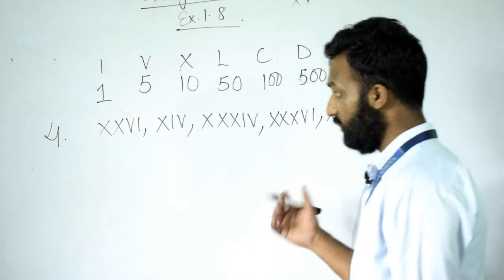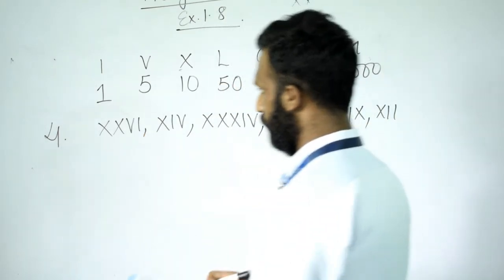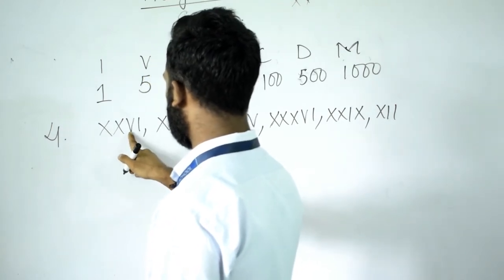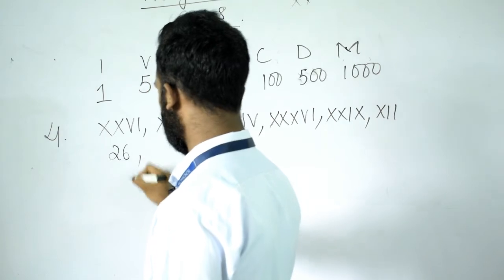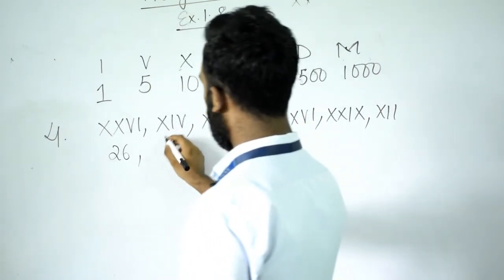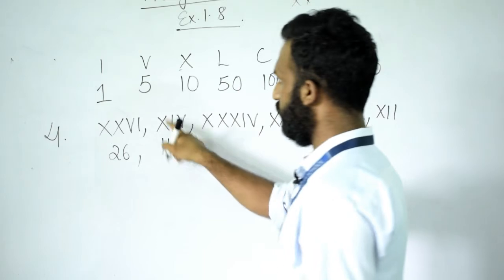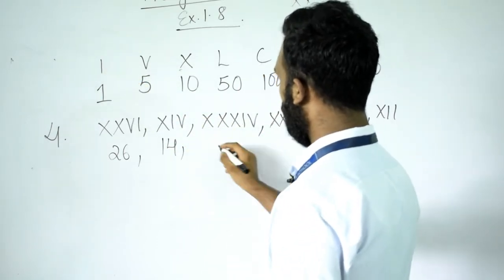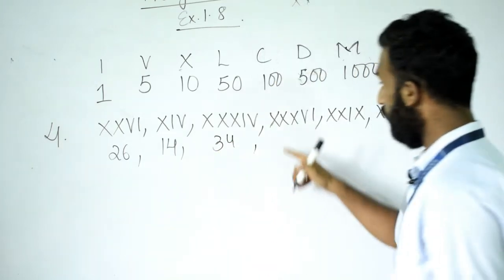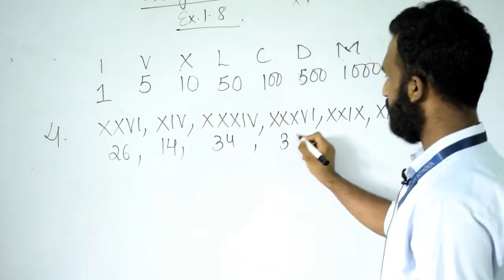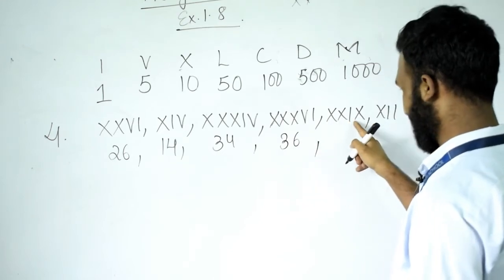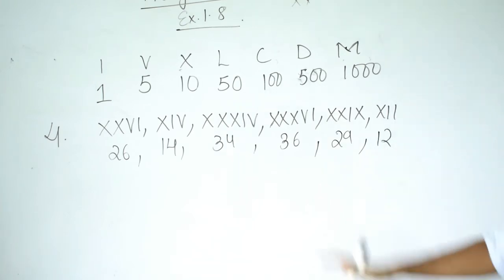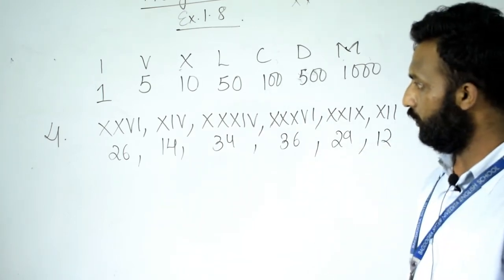Let's first write them in Hindu-Arabic to understand, to write them in ascending order. So 10 plus 10, 20, plus 6, 26. This is 26. 10 plus 4, this is 14. Then 10, 20, 30, 36. Then 10, 20 and 9, 29, and the last one is 10, 11, 12. So we got the Hindu-Arabic numbers for the Roman numericals.